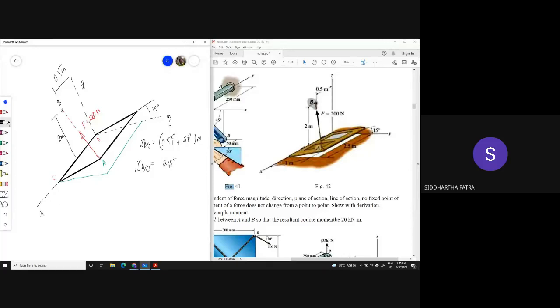2.5 for X, for Y cos 15 degrees, for Z sine 15 degrees, all of this in meters.